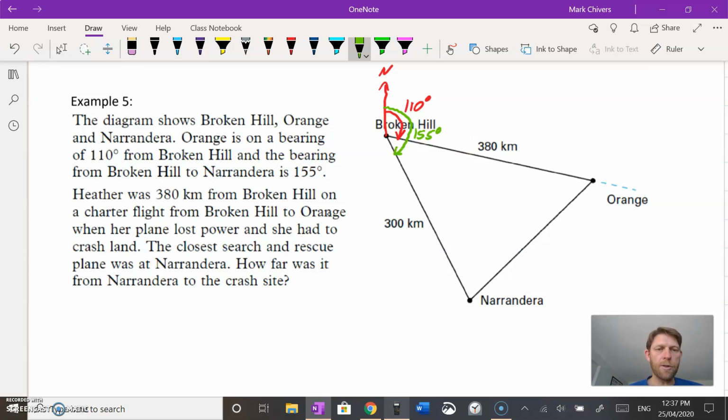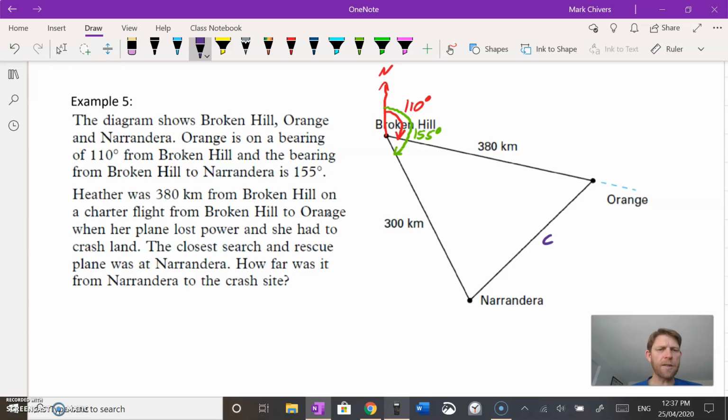Okay, Heather was 380 k's from Broken Hill on a flight to Orange. So she's not in Orange. It's not 380 k's from Broken Hill to Orange, but she's heading in the direction of Orange. And her plane lost power, and she had to crash land. And the closest search and rescue plane was at Narrandera. How far was it from Narrandera to the crash site? So this is our unknown. This is our C here. This is the bit we want to find.